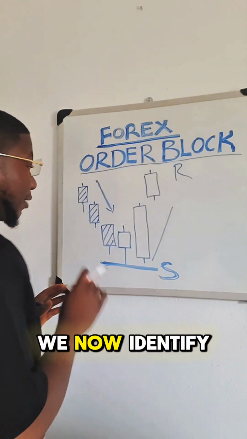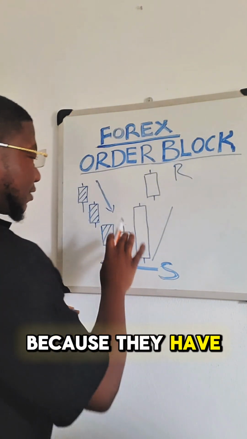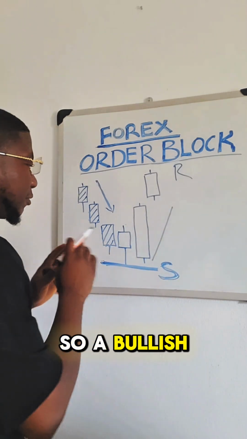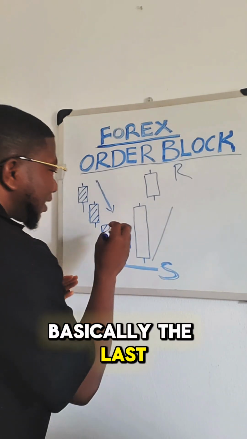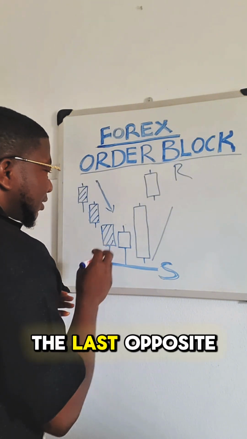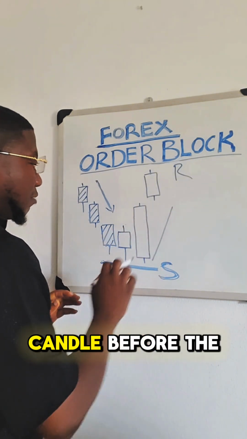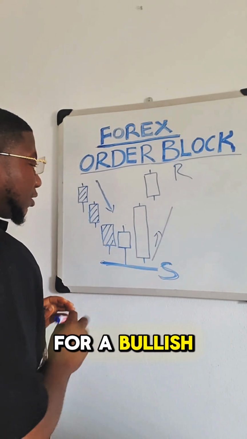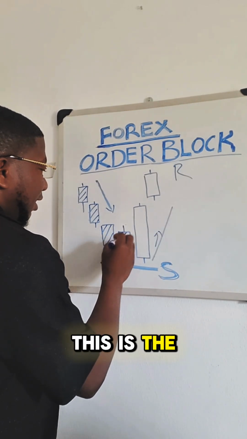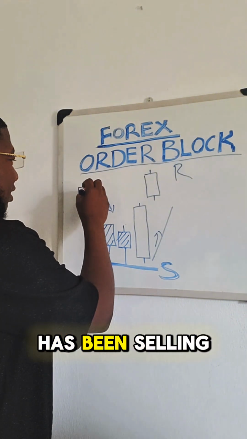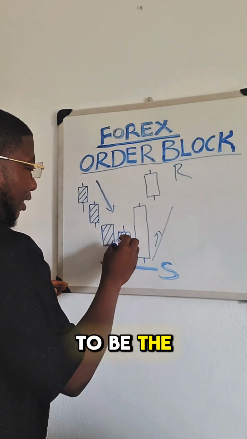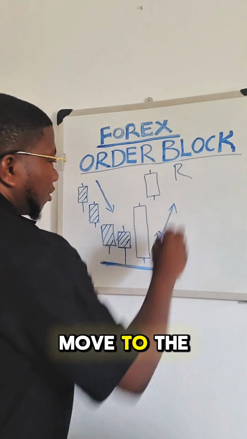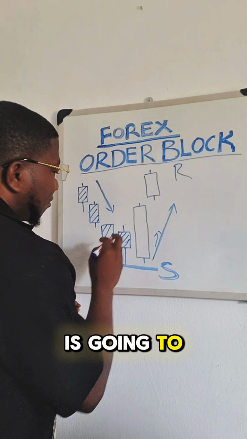This is what we identify as an order block, because they have stacked up a lot of orders from this zone. A bullish order block is basically the last opposite candle before the impulsive move to the upside. Let's say this is the last opposite candle, because the market has been selling. So this is going to be the last sell candle before this impulsive move to the upside. This is going to be our order block.